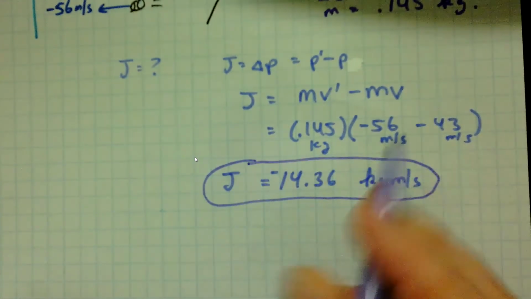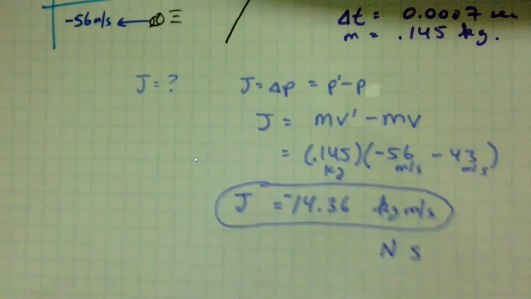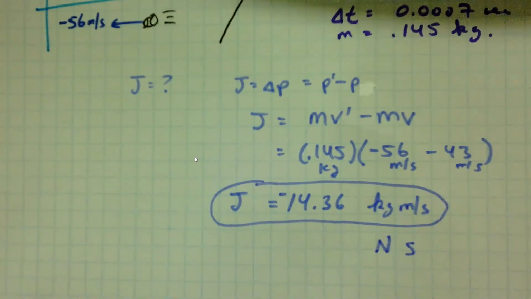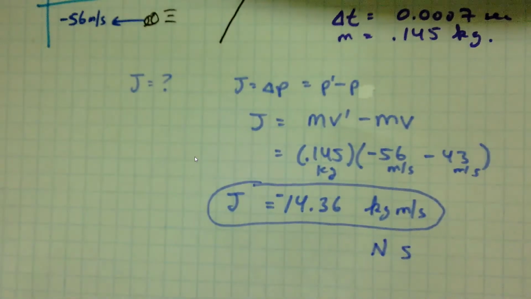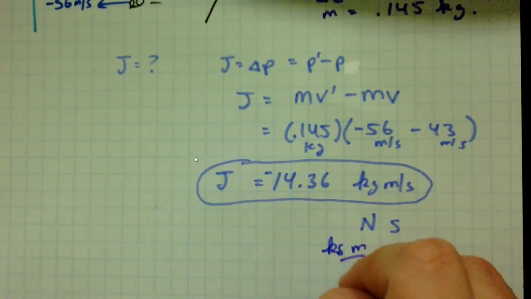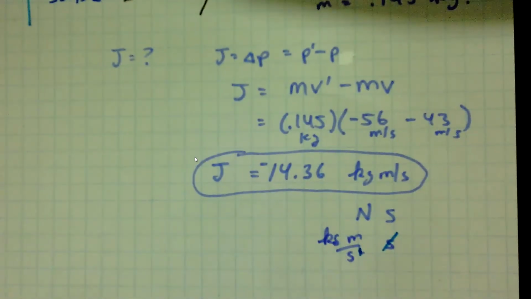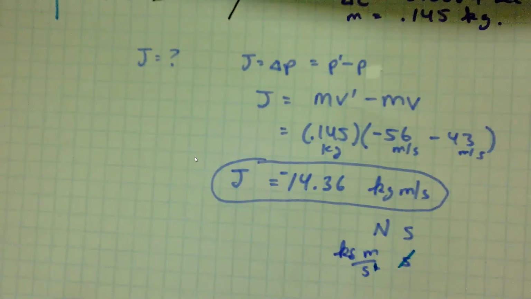Another unit you'll see for impulse sometimes is Newton seconds, right? Because if impulse is force times delta T, it should be Newton seconds. I just want to show you real quick that they're the same thing. Remember, a Newton is a kilogram meter per second squared. If I multiply that by a second, then I cancel one of the seconds out and it's the same unit. So units for impulse are either Newton second or kilogram meter per second. Okay with that?